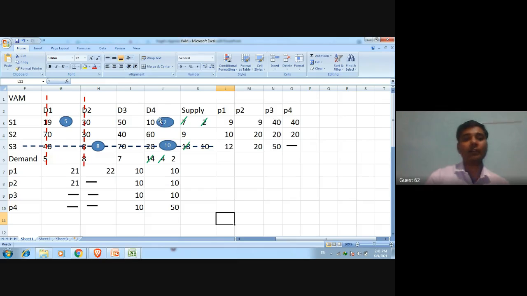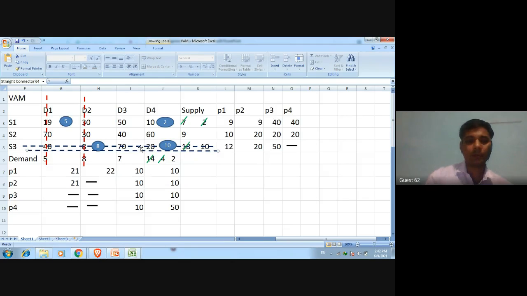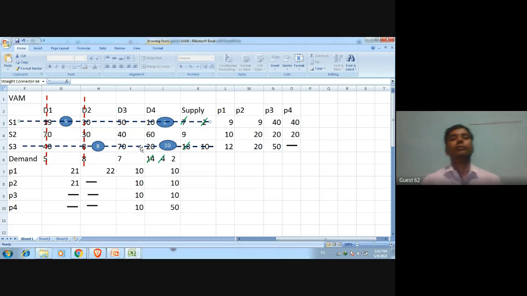The demand of D4 is still required for 2 units, but the supply of S1 is exhausted now. So we will draw a horizontal line from S1. Okay, so I have drawn this horizontal line from S1. Let us again check in the PPT.